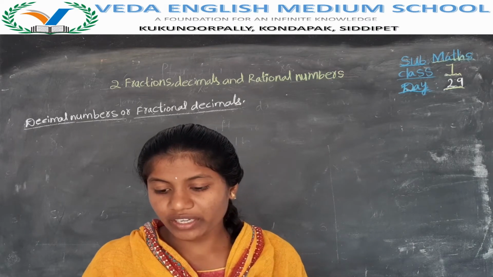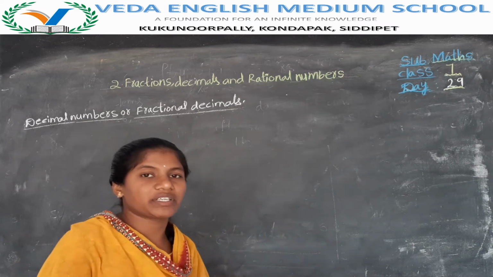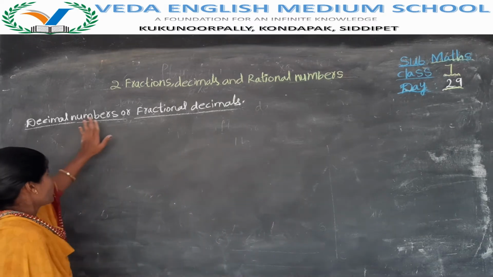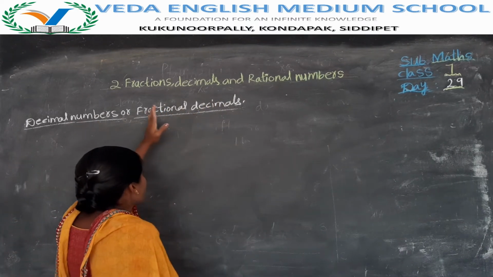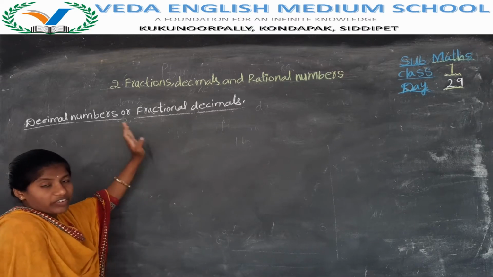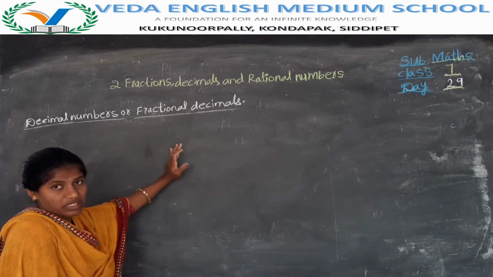Today, up to here, fractions have been completed. Our second chapter is about fractions, decimals and rational numbers. So up to the previous class fractions have been completed. Next we have decimals.